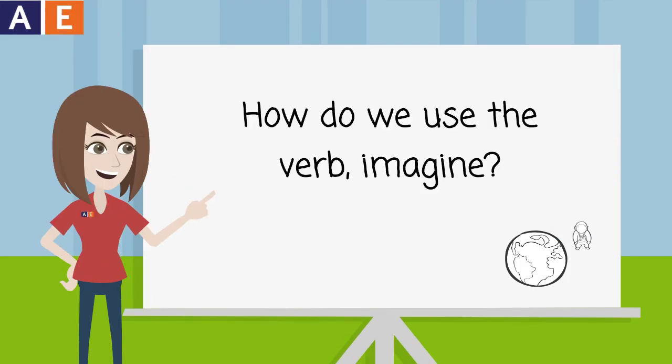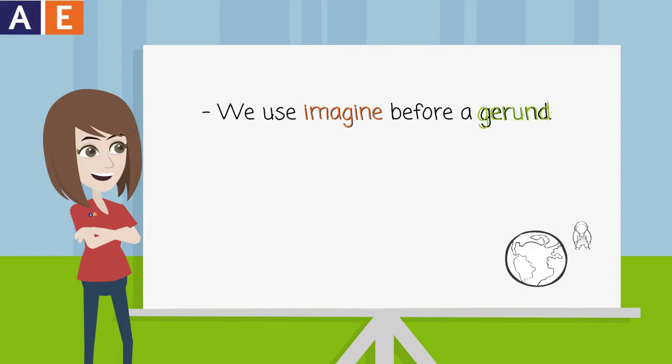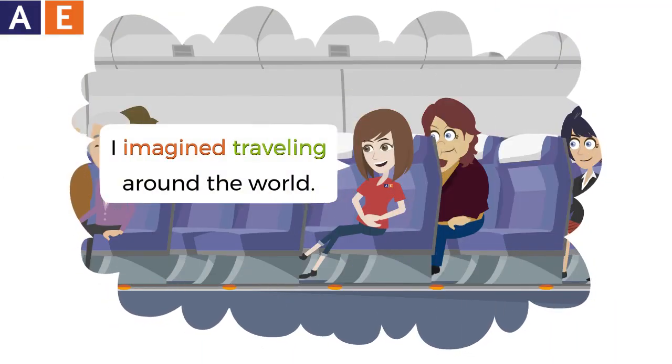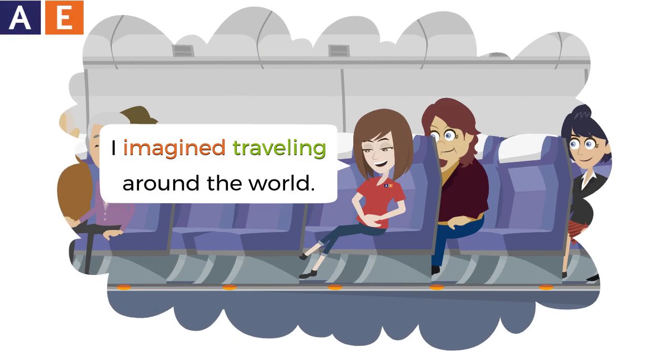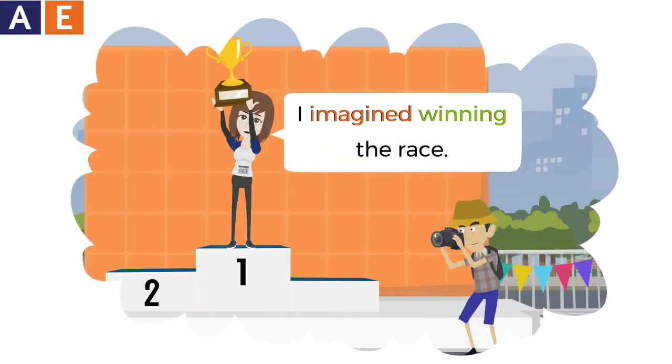How do we use the verb imagine? We use imagine before a gerund. A gerund is the ing form of a verb that acts as a noun. I imagine traveling around the world. I imagined winning the race.